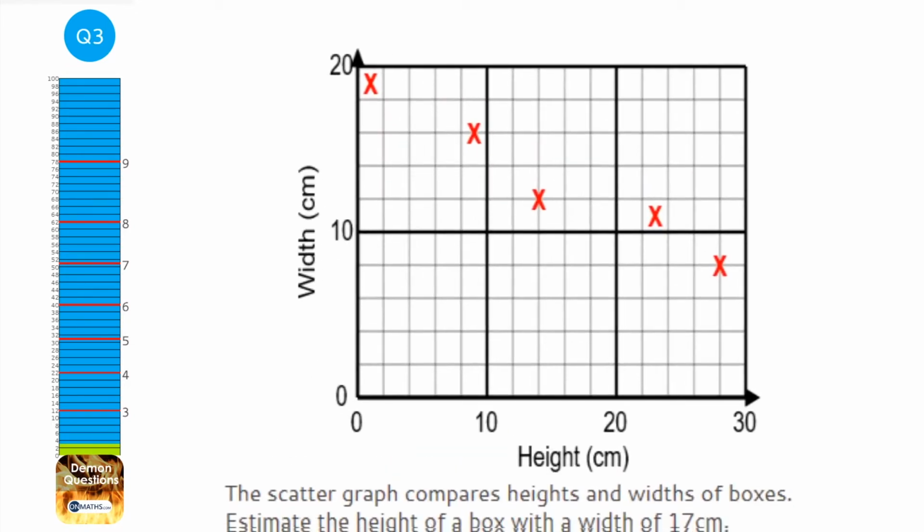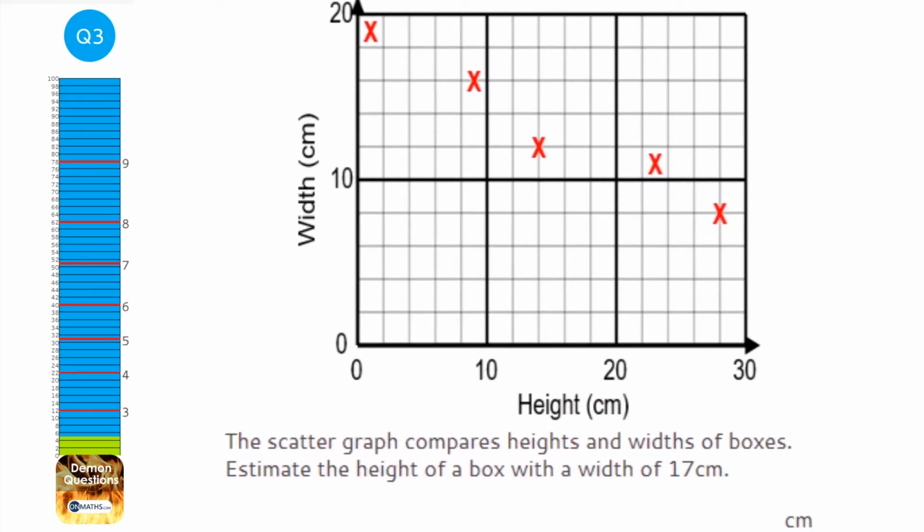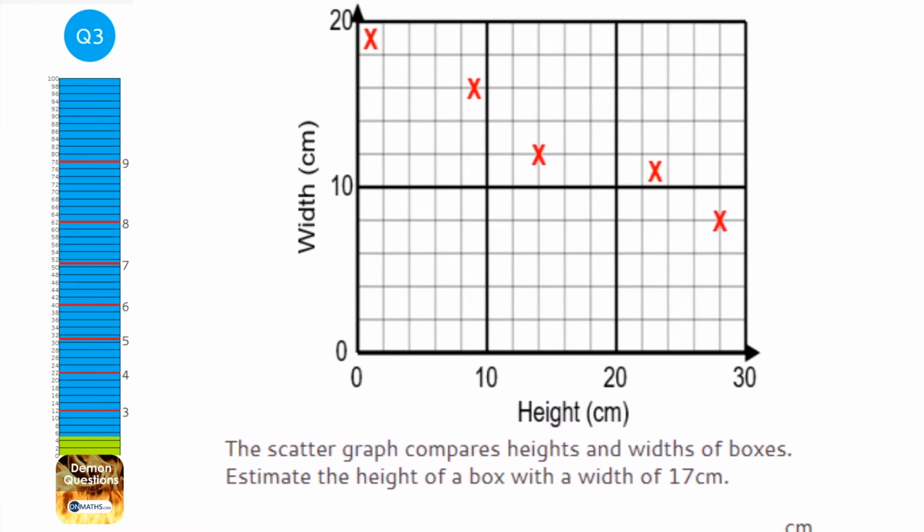Okay, so whenever we're asked to estimate with a scatter graph, we're always going to start off by drawing a line of best fit. So I'm going to draw my line of best fit, and yours might be different to mine, that's absolutely fine. Now it's asking us to estimate the height and it's giving us the width, and that's really important because the width is up the side. So a common mistake would be to read 17 from the bottom, but the height is at the bottom.